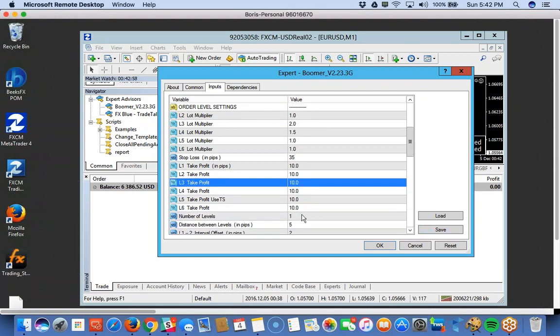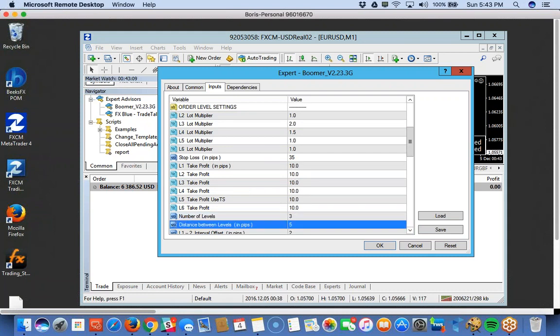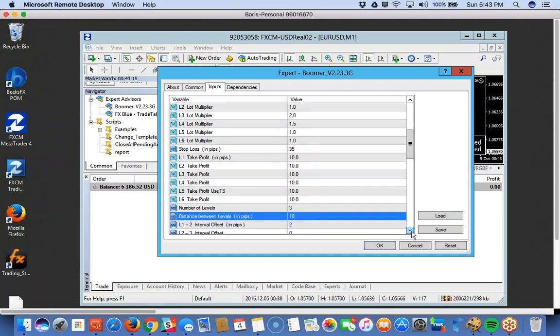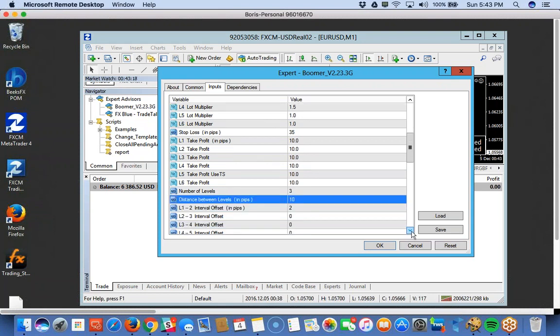And the final 2 things that we need to set up is how many levels there are. There's 3 levels. This is the Boomer Classic structure, and the distance between the levels is 10 points, right? That's how it works, right? For right now, I don't want to go into all of the complicated nuances, all of the various things that the Boomer EA has. I'll be happy to do this in more advanced Boomer sessions. But for now, that's all you really need to know.